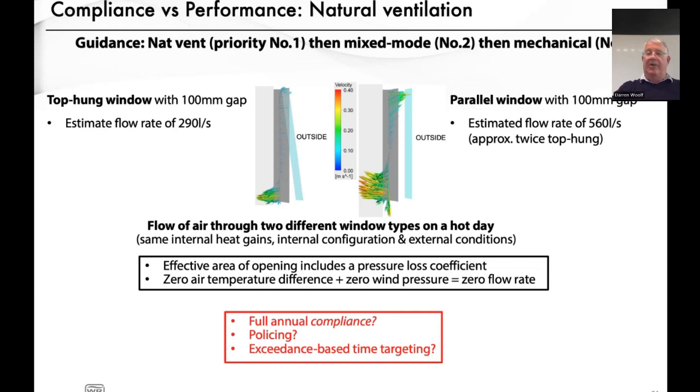So when we talk about compliance, what does full annual compliance actually mean? If you say you need to guarantee 10 litres per second per person, well, there'll be times that that's not actually going to happen. And how do you police it? It's really difficult to police that. So, should we start moving in naturally ventilated buildings or modes of operation to exceedance-based time targeting, where you've got set climate and wind profiles, and that starts to determine the times that you're not meeting those minimum targets.